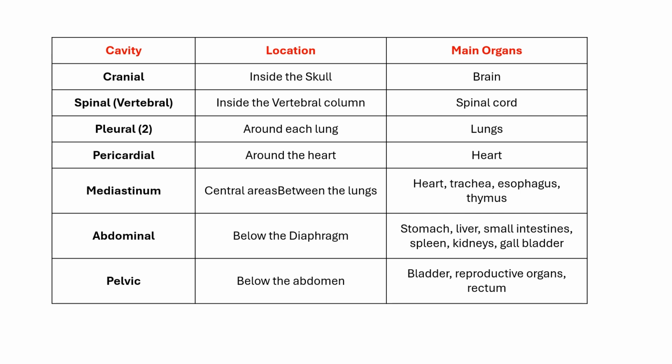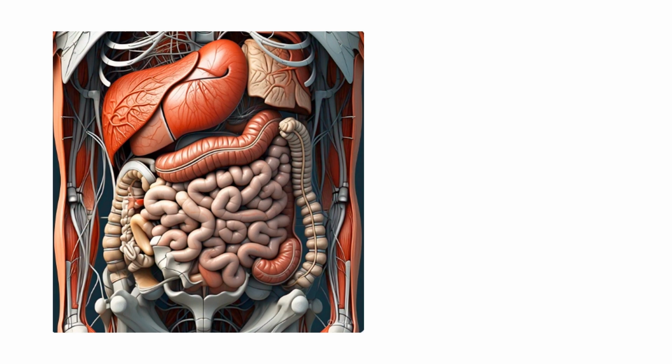Next is abdominal cavity. It is present below the diaphragm. It will accommodate stomach, liver, small intestine, spleen, kidneys, and gallbladder. Next is pelvic cavity. It is below the abdomen. It will accommodate bladder, reproductive organs, and rectum. Next, we will see the regions of abdominopelvic cavity. There are 9 regions in total.